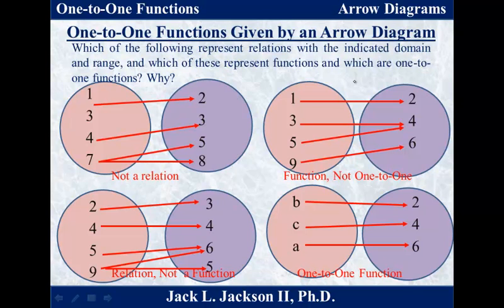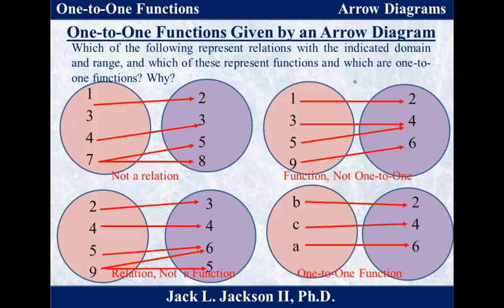This first one's not a relation. Why not? Well, let's see. The 3 is supposed to be a first coordinate, but it doesn't have a second coordinate. So that's not a relation. That doesn't really generate ordered pairs.